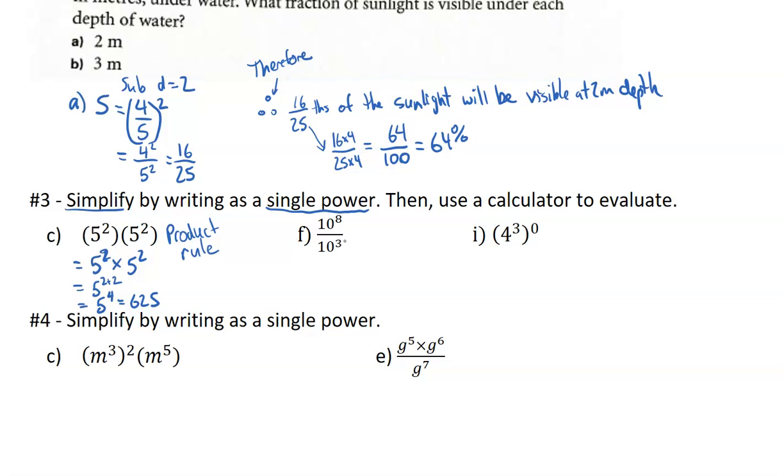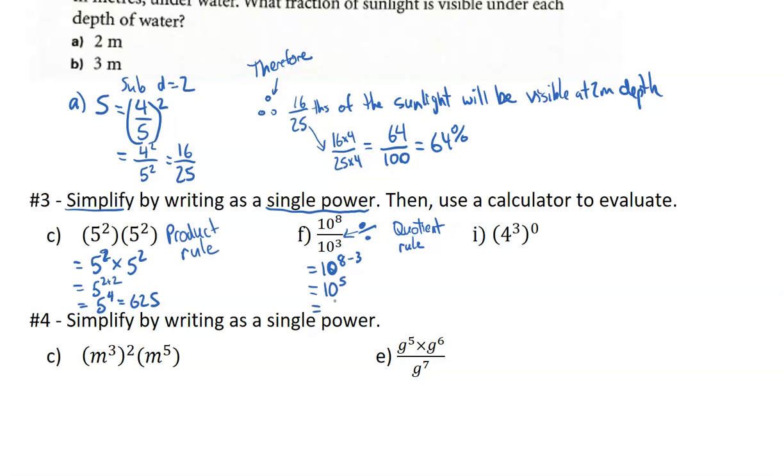This next question, 10 to the power of 8 divided by 10 cubed, has division, right? This fraction sign means division. And so we know that when we're using division, we're using something called the quotient rule. And if the product rule, multiplying, was adding them, then the quotient rule, dividing them, is subtracting them. So 10 to the power of 8 minus 3. 8 minus 3 is 5.